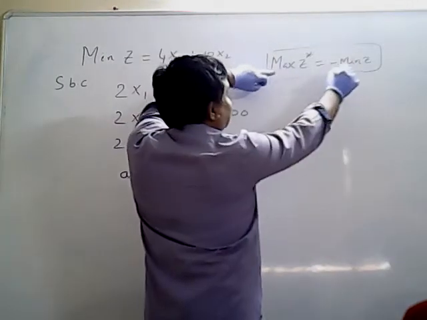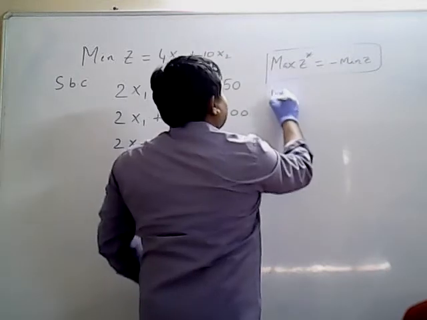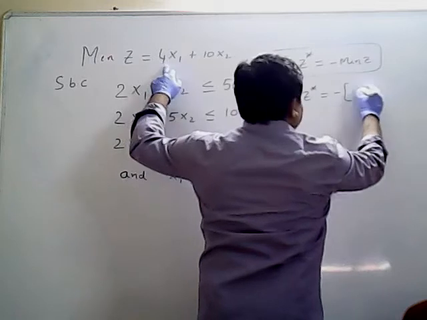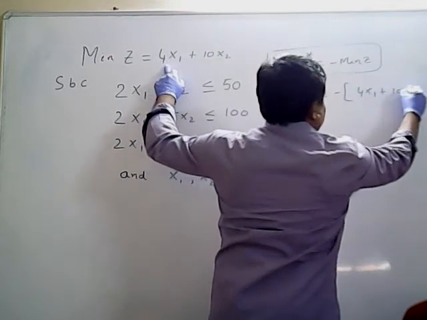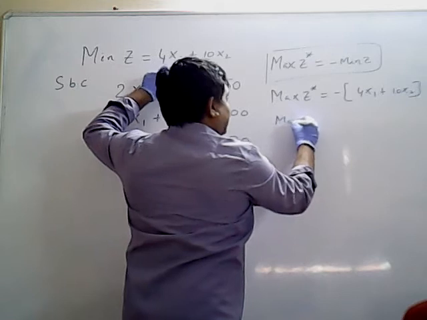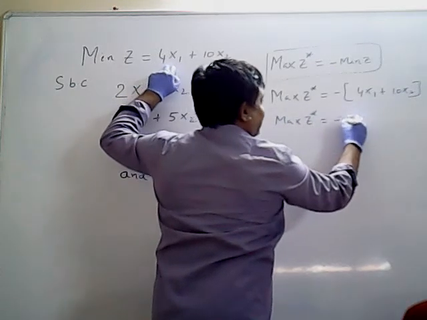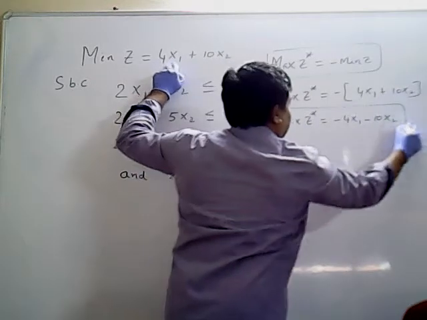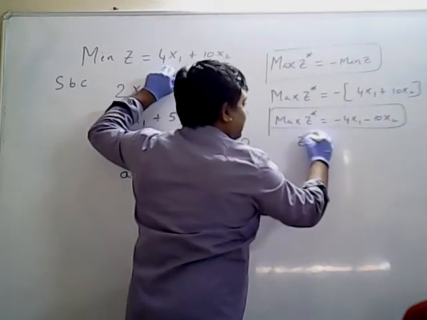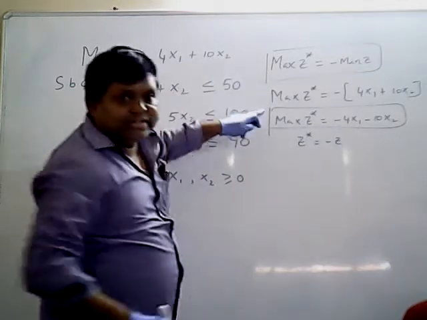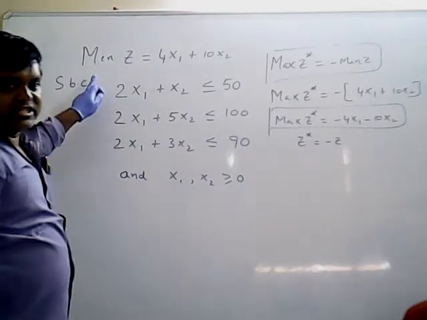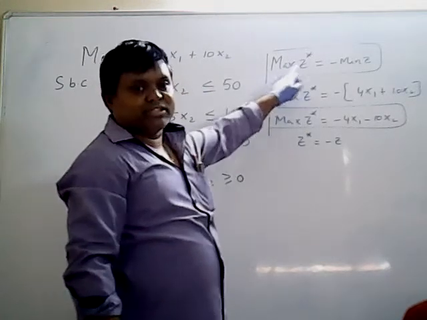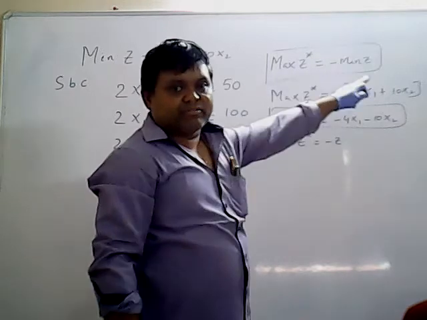What is this relation? Maximum z star equal to minus minimum z. Minimum z here is 4x1 plus 10x2. That means you will get maximum z star equal to minus 4x1 minus 10x2. Now it is converted into maximization, where z star equal to minus z. So like this you have to convert a minimization objective function to maximization by using this relation.